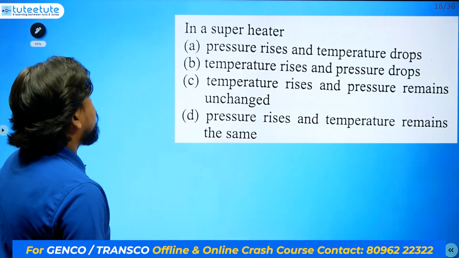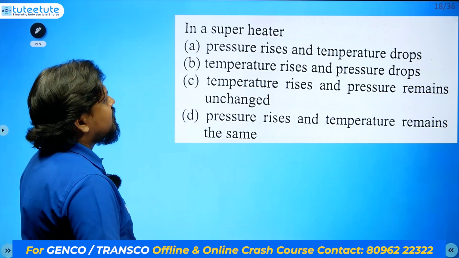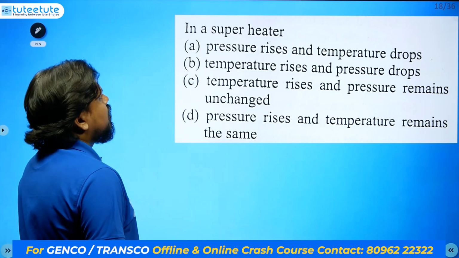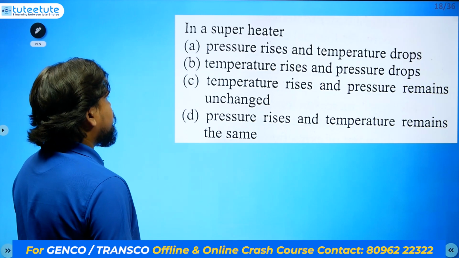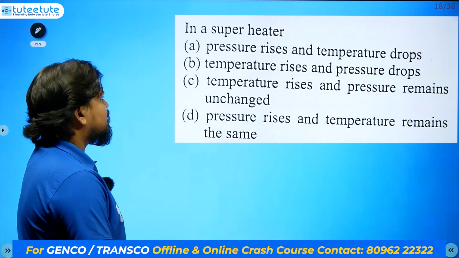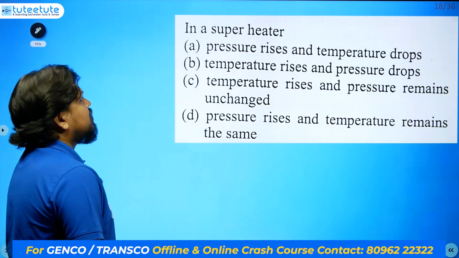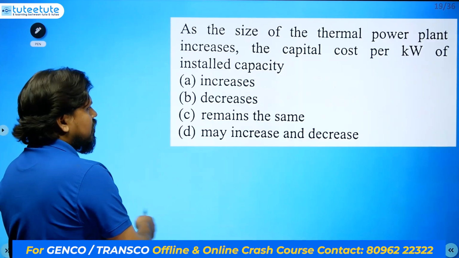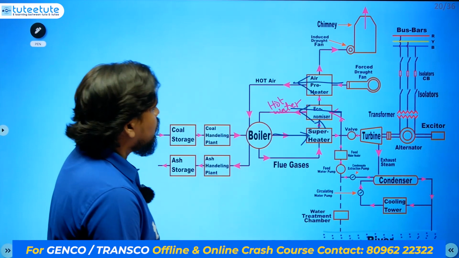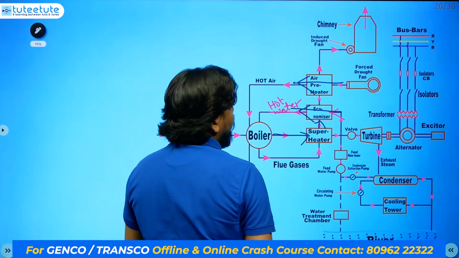Next question. In a superheater, pressure rises and temperature drops; temperature rises and pressure drops; temperature rises and pressure remains unchanged; pressure rises and temperature remains the same. Let's see the superheater now. Where is the superheater? The superheater is here.